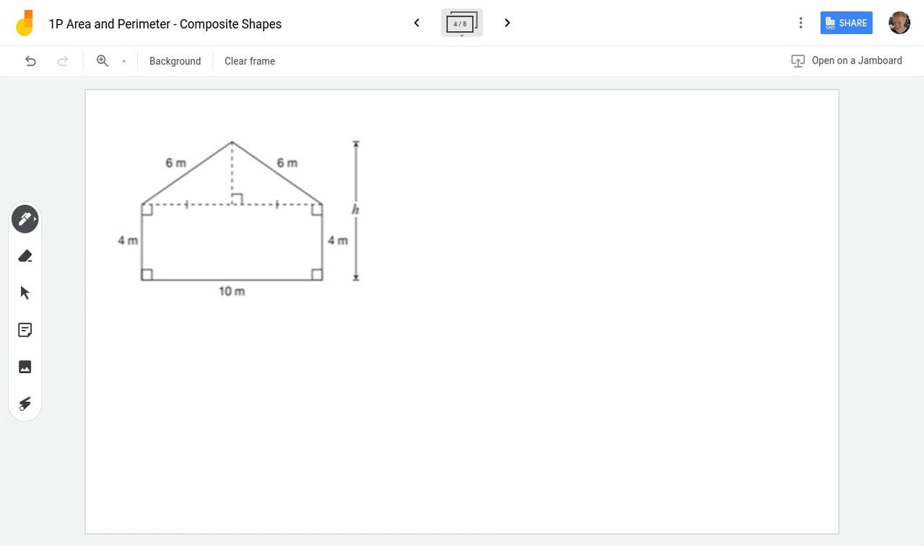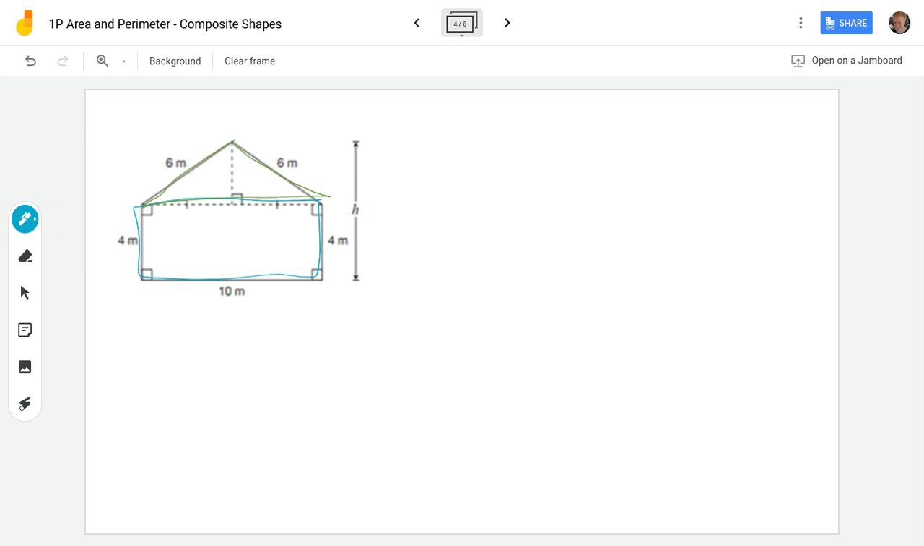Here's a little house shape, and it looks like it's composed of a rectangle down here at the bottom, and then a triangle here at the top. So we need to add the area of these two things together.